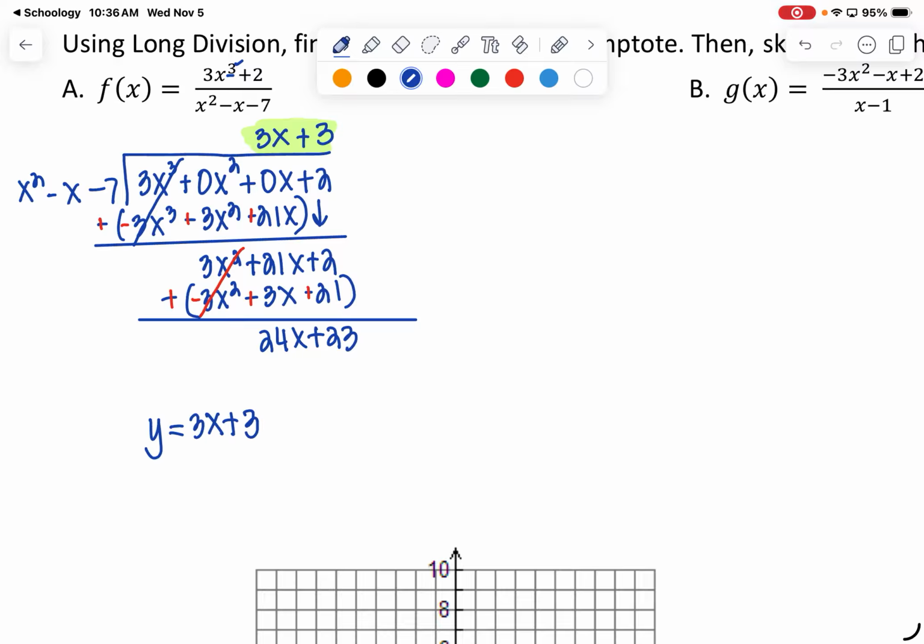Now you might be asking yourself, why did you continue to divide then? And as soon as you got that 3, why didn't you stop? This tomorrow is going to show us something. Okay, so I wanted to make sure that we were following through. But the y equals 3x plus 3 is our oblique asymptote.